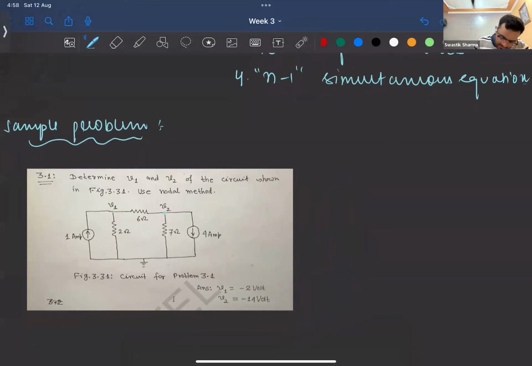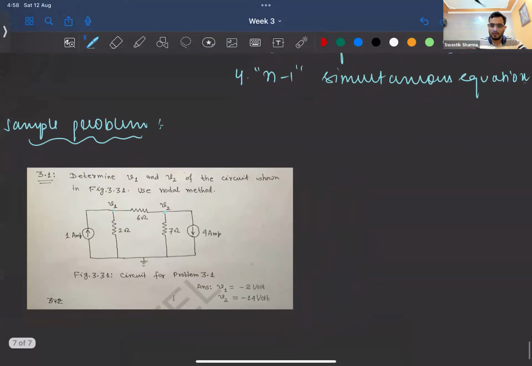So let's apply the steps. Let's first of all figure out the reference node. They have already given us the reference node. This is the reference node, and all of these nodes are at reference. So these are at 0 volts, right?